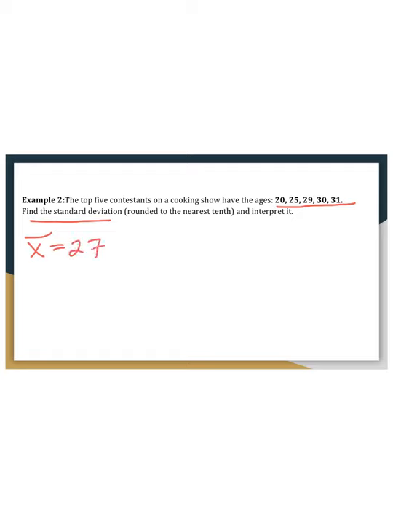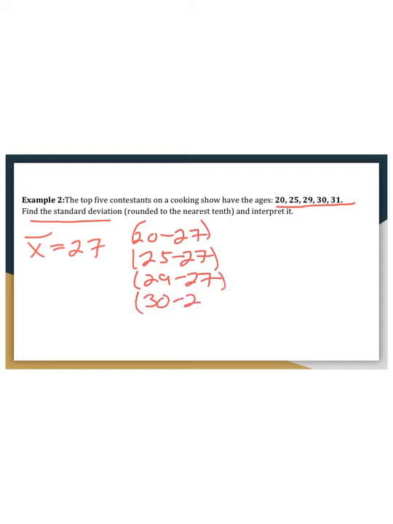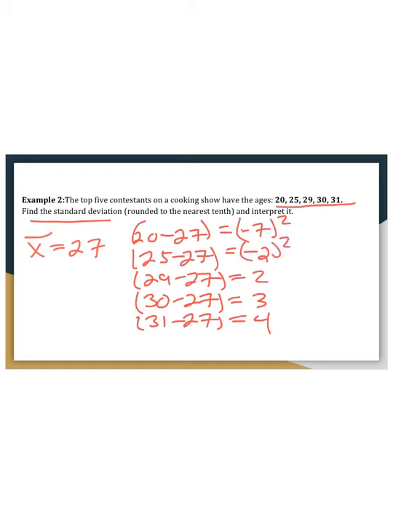For our next step, we're going to subtract the mean from each one of our individual data values. So we're going to take 20 and subtract 27. And then we have 25 minus 27, 29 minus 27, 30 minus 27, and last but not least, we have 31 minus 27. Okay, so I'm going to write down our results. We have -7, -2, +2, +3, and 4.